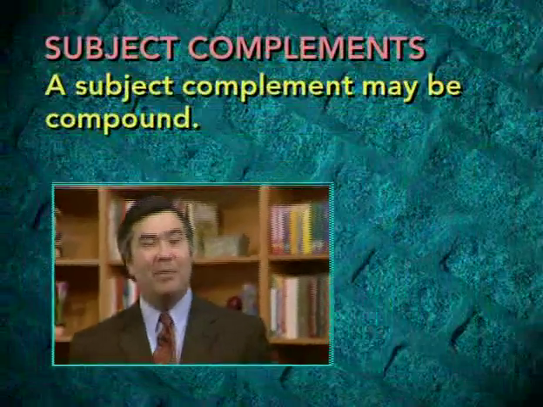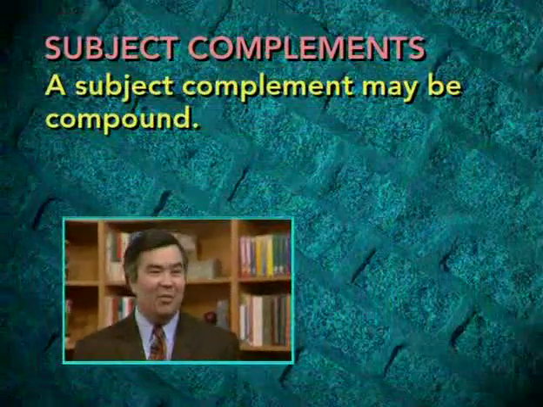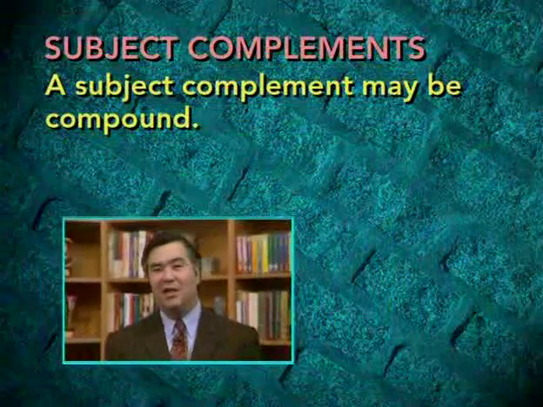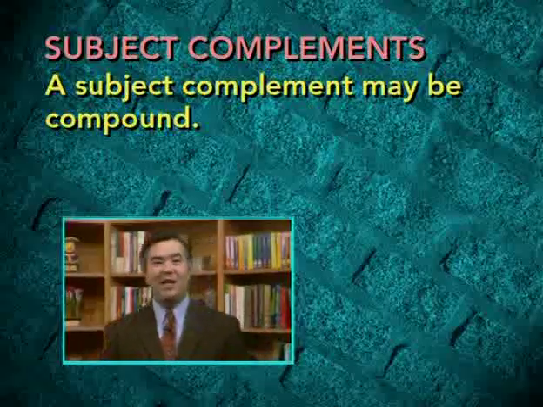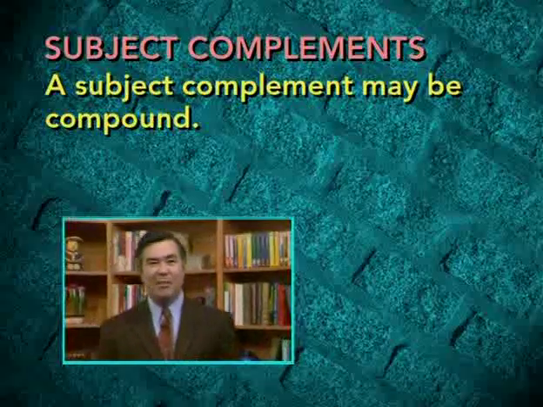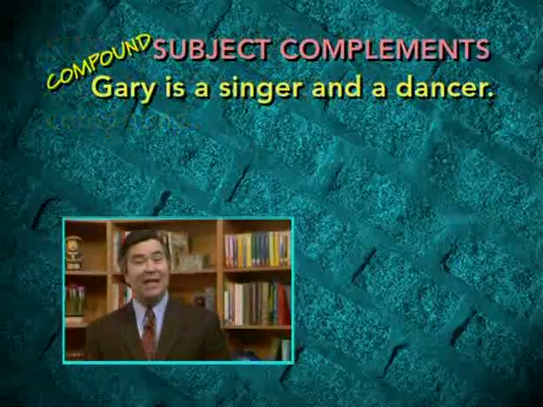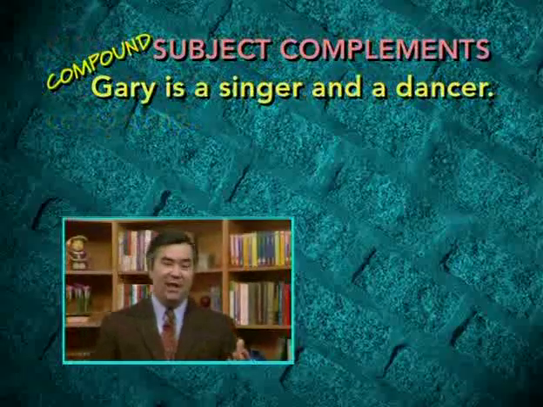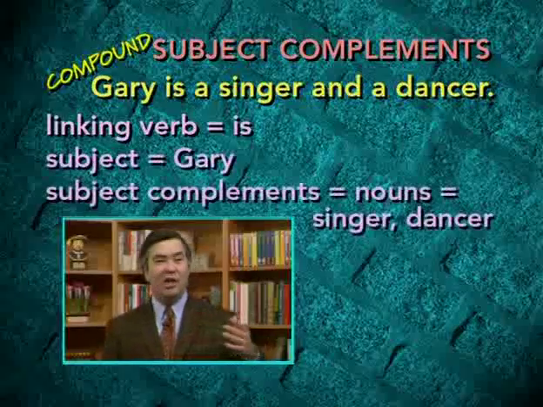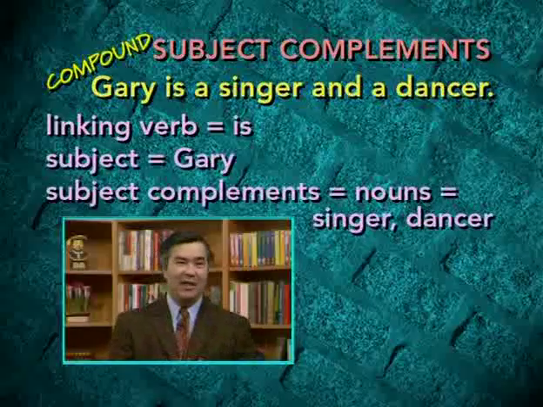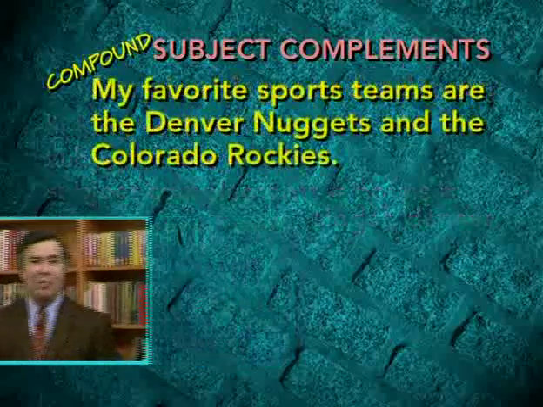So once again, a subject complement follows a linking verb, and it can be either a noun or a pronoun or an adjective. And just like the other forms of sentence complements that we've looked at in this program, a subject complement may be compound. In other words, there may be more than one word included in the subject complement, and the two or more words would normally be joined by a coordinating conjunction. For example, Gary is a singer and a dancer. Here we have the linking verb is linking the subject Gary to two words which are nouns, which are the subject complements, singer, dancer.